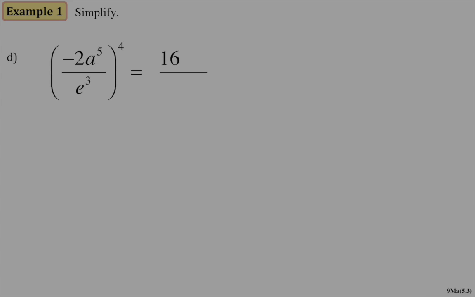If you put it into your calculator, you must remember to put negative 2 inside brackets and then raise it to the power of 4. A to the power of 5 to the power of 4. When you're doing a power to a power, remember we multiply them. 5 times 4 is 20, so we get a to the power of 20. On the bottom of the fraction I have an e cubed. That is to the power of 4. A power to a power, 3 times 4 is 12, and that's our final solution.